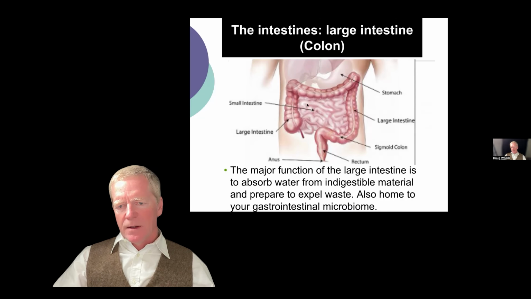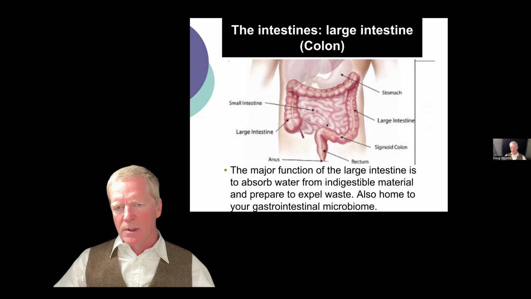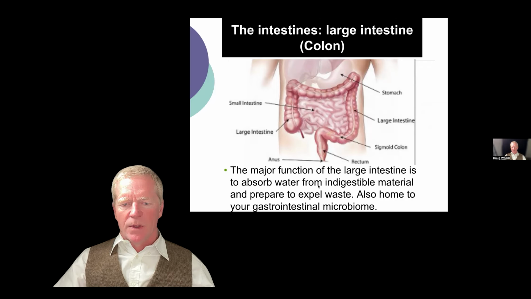After that, foods that are not digested and absorbed in the small intestines will exit and enter into the large intestine, the colon. And the colon has a really important function. The colon absorbs excess water from any of that indigestible material. And the indigestible material is also the home to what is called your gastrointestinal microbiome. These are bacteria that live with us, live in your colon.